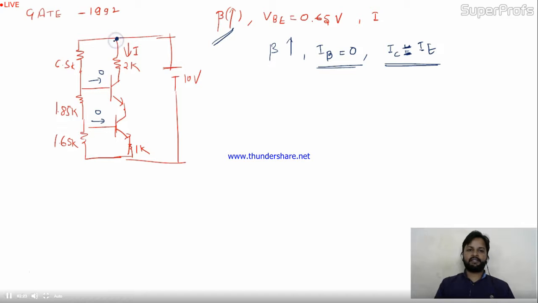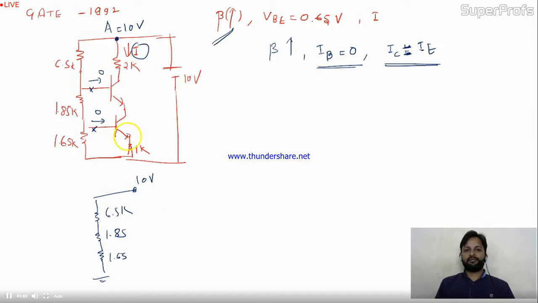See friends, here at this point A, the voltage is given, that is 10 volt. So this 10 volt is connected to this circuit and this circuit also. Is it okay? Now there is no meaning to these two branches, because the IB current in this is 0. It means the circuit is looking like 3 resistors connected in series, 1.65, 1.85 and 6.5K, connected with the 10 volt battery. Is it okay? Now the question is, what is the I?